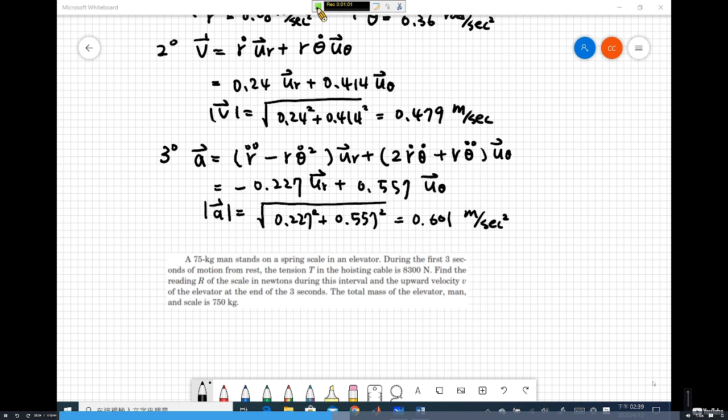So basically, in this problem, we treat the elevator, man, and scale as a single particle. It's a system. Afterwards, we can move on to the man itself. Then based on that, we should be able to determine the scale reading, and also from the derived acceleration, we should be able to calculate the velocity. Okay.